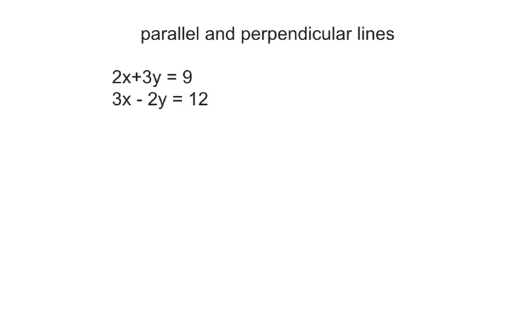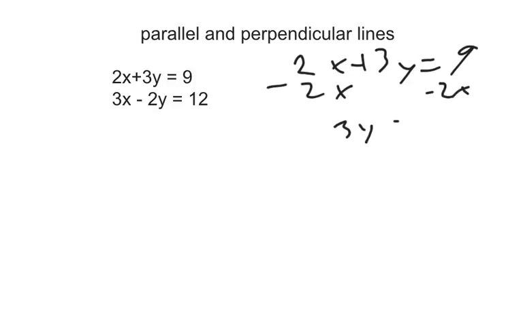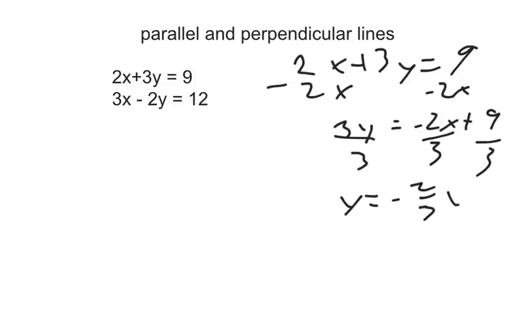So going back to this first problem, when we have 2x plus 3y equals 9, I'm going to solve this for y in order to find the slope. So 3y equals negative 2x plus 9, divided by 3, and y equals negative 2/3 x plus 3. And that's what I'm worried about.